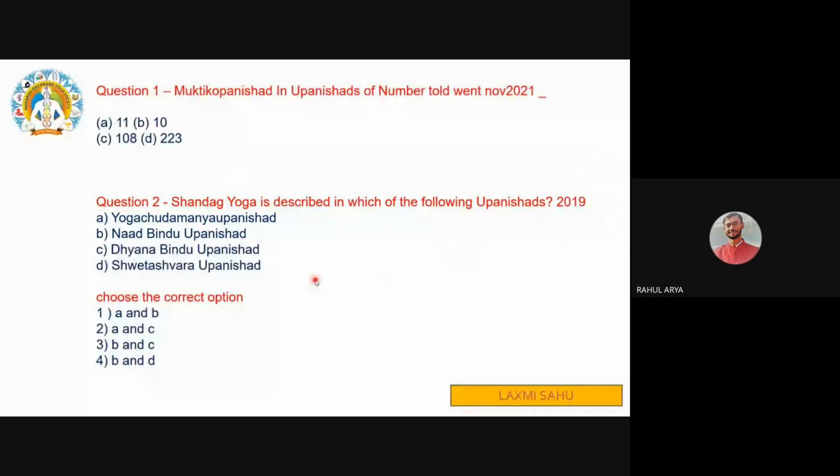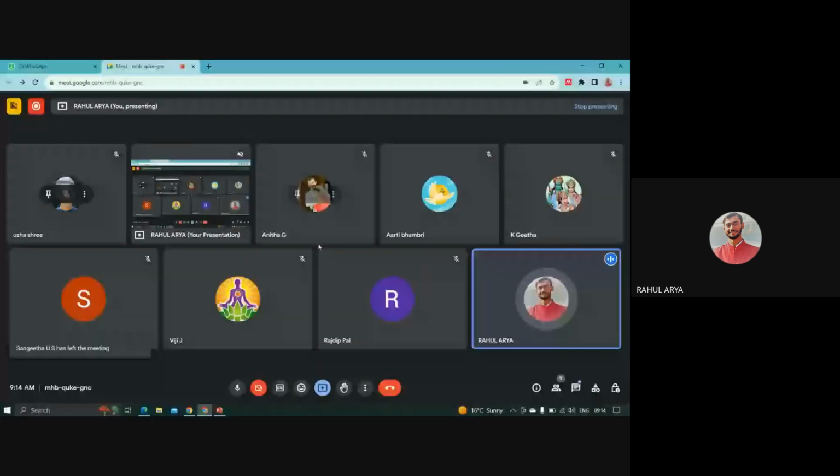Come on, think. Chudamani and Jnana Bindu. B, A and C. Excellent. Option number 2, A and C. In the Chudamani Upanishad, we can see that Shadanga Yoga and Dhyana are described here.